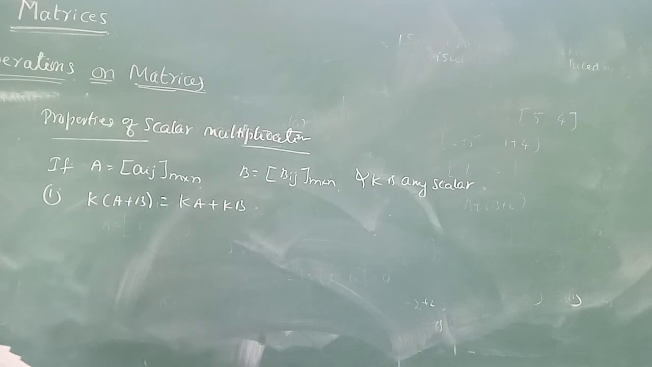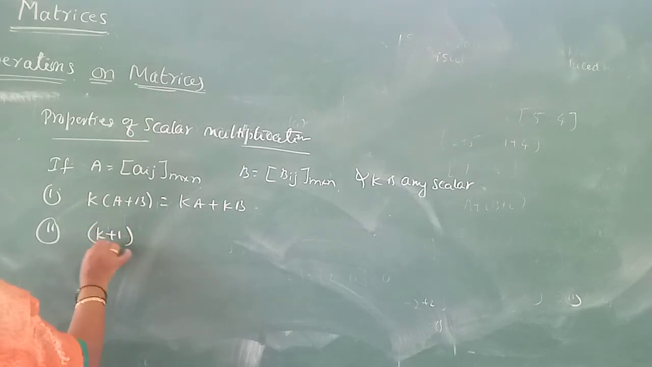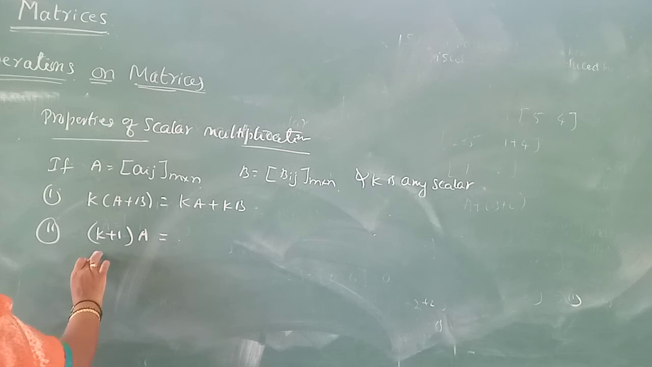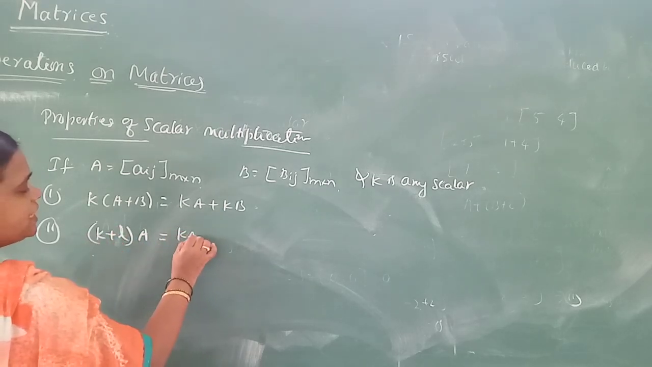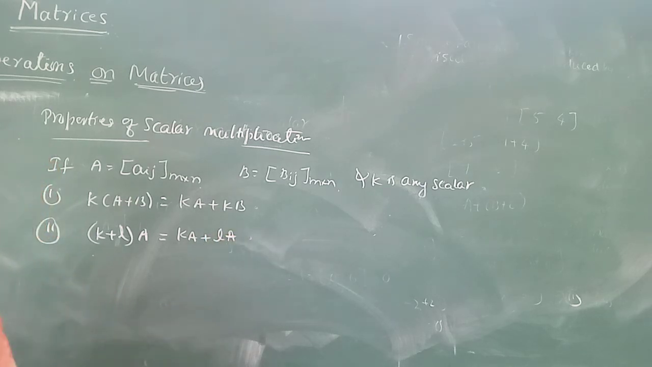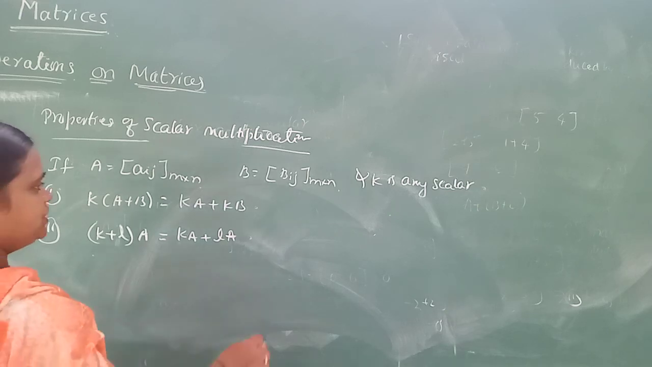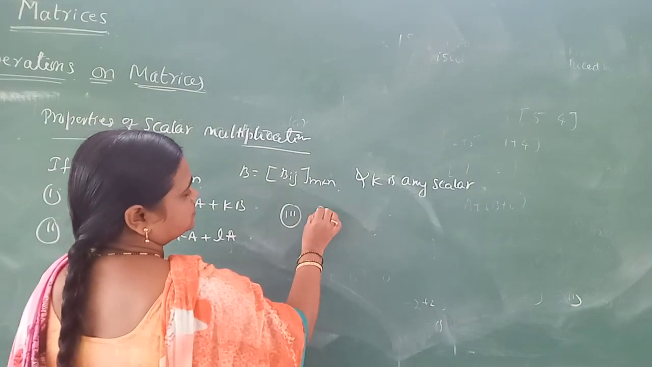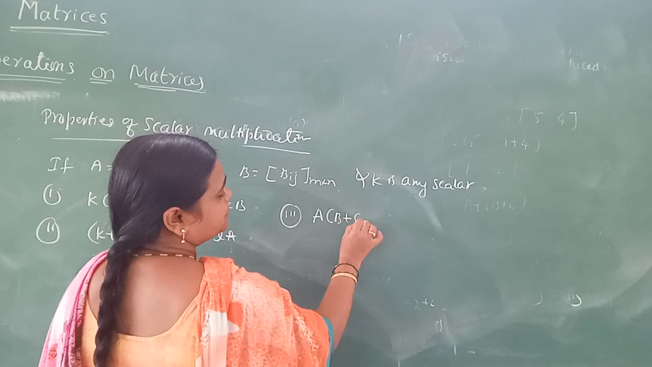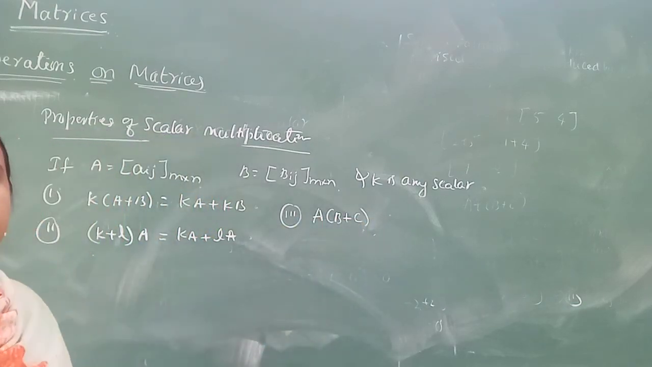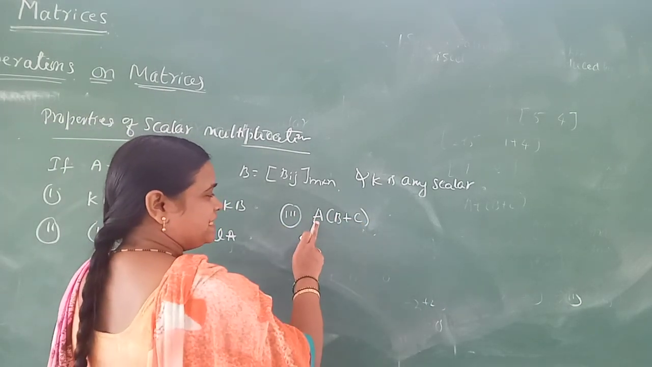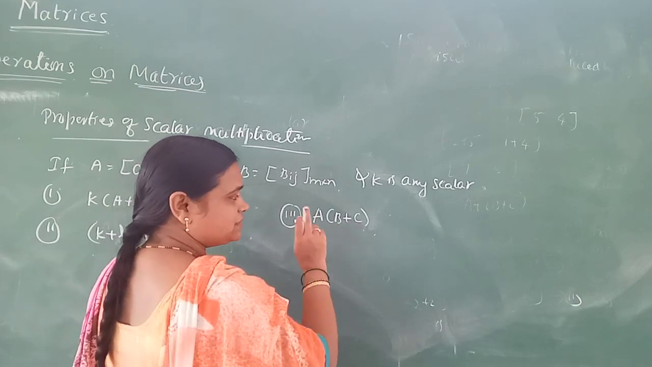Okay, next, second: (K plus L)A. K is a constant, L is also a constant. Therefore we can write this one as KA plus LA. Next, third: A(B plus C). A is a matrix, B is a matrix, C is a matrix. Multiply.